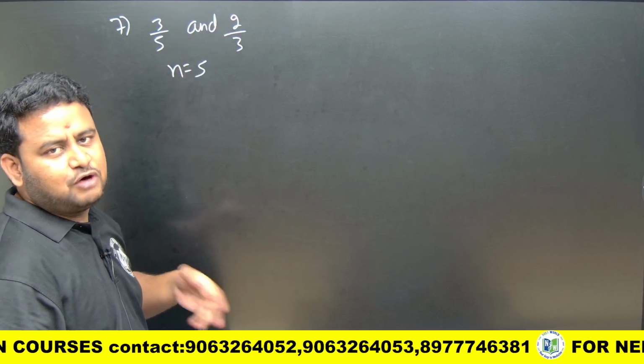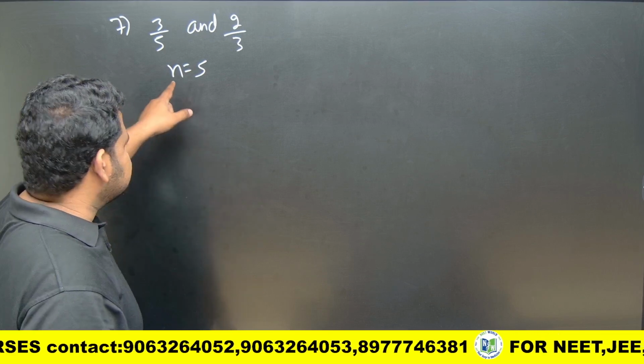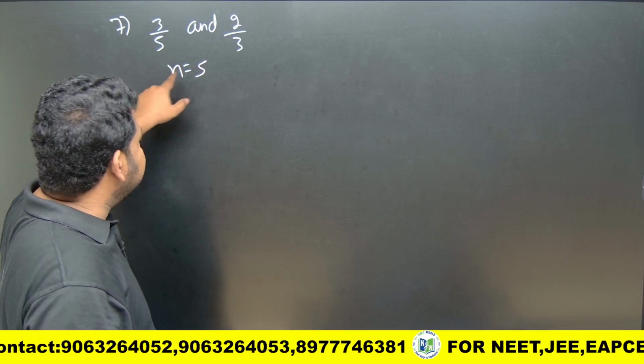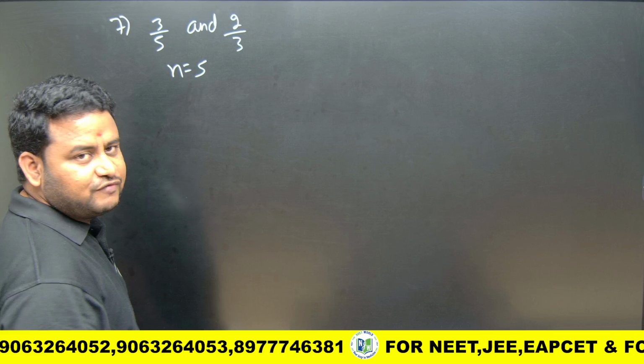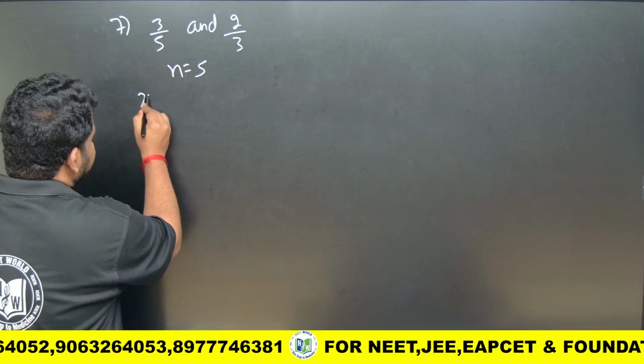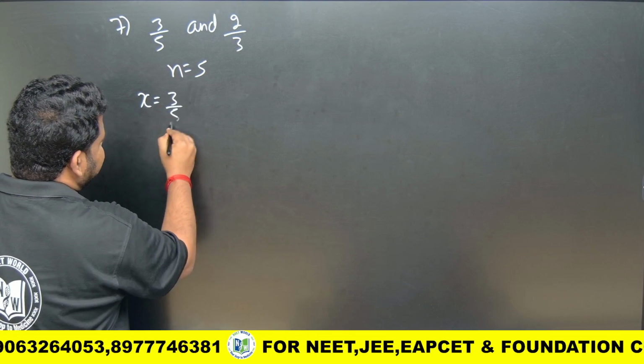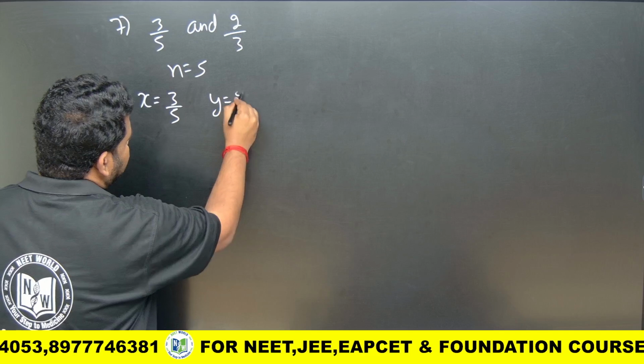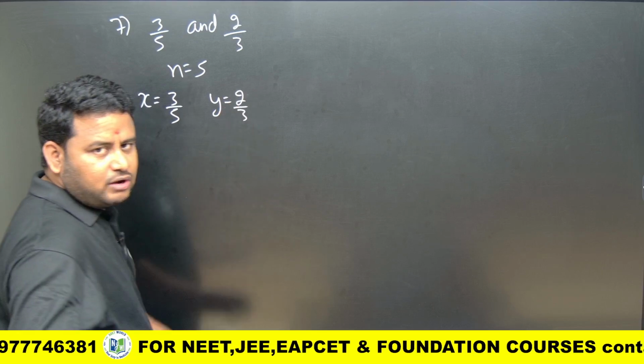That depends on how many rational numbers they are asking. Here they are asking for 5 rational numbers between 3 by 5 and 2 by 3. So, n is equal to 5. For x, I will take the first number, x will be equal to 3 by 5. Y will be equal to 2 by 3. Now, I have to find out d.